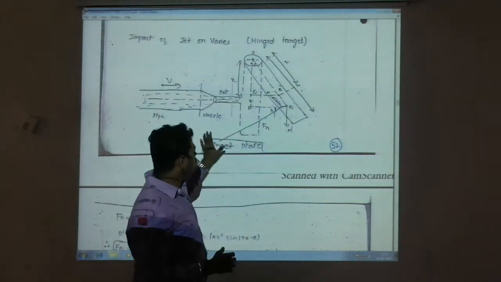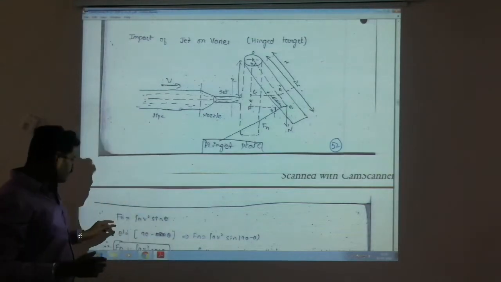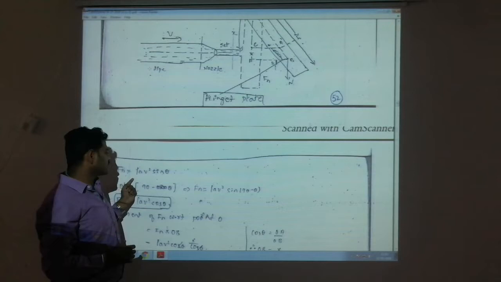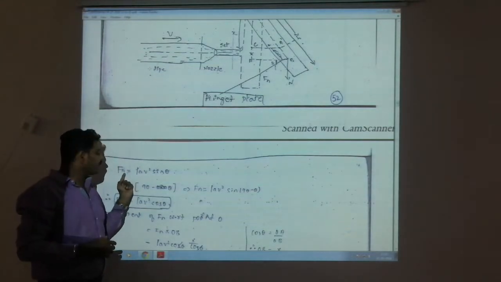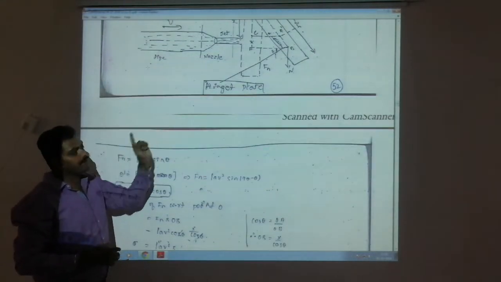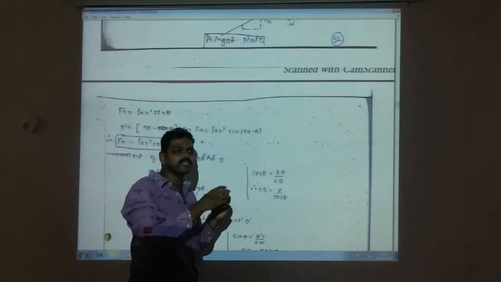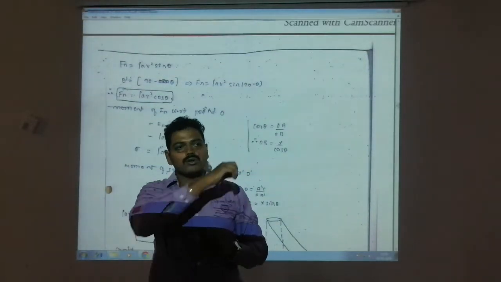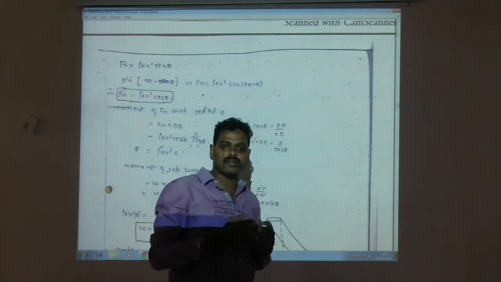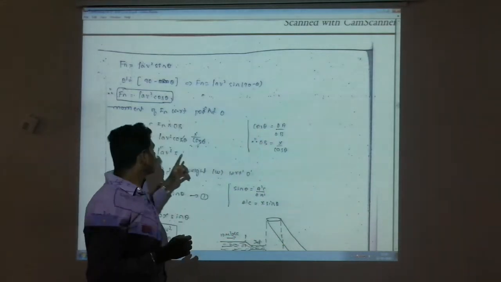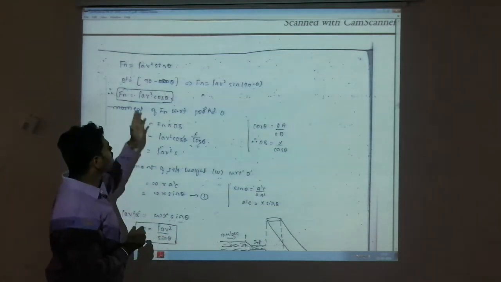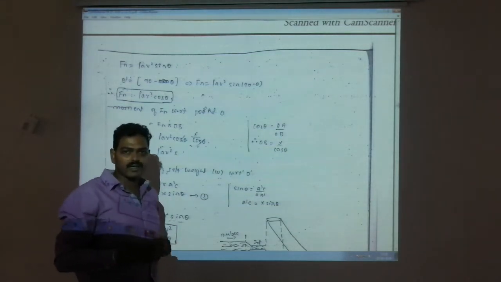So now here Fn is equal to rho a v square sin theta. That represents the normal force which is acting perpendicular to the plate. We have discussed that when the plate is inclined, with the fixed targets, we found out the force normal to the plate. That is Fn is equal to rho a v square sin theta. So now we know what the normal force is when the plate is inclined.